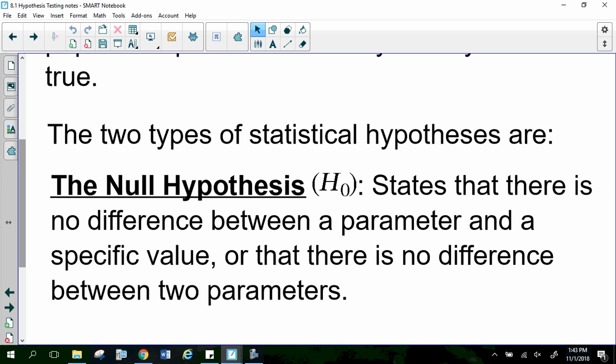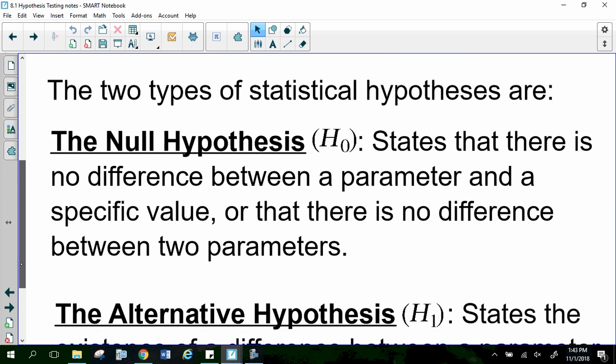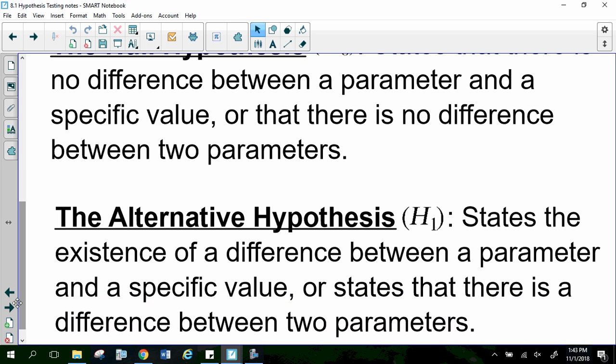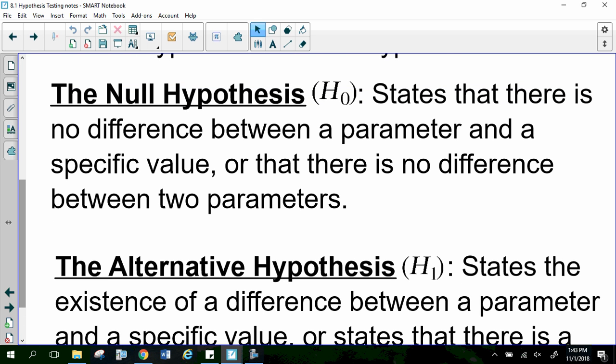And then the alternative hypothesis is H sub 1, so I call it H1. And that is going to state that there is a difference. So that could be that it's not equal to, that it's greater than, or that it's less than.